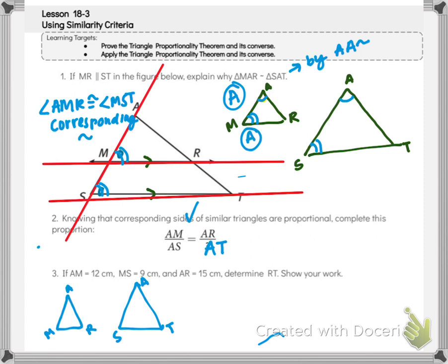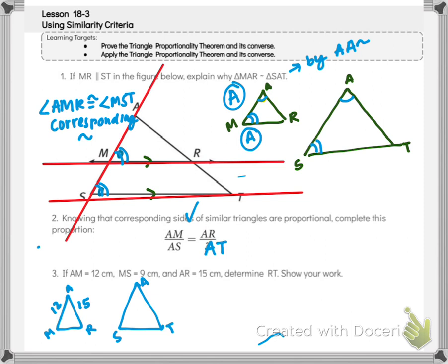This one's MAR. This one is SAT. And it says MA or AM is 12. So let's pop that 12 right there. It says MS is 9. I don't have MS in my pictures, but we will add it to this one in a second. Then it says AR is 15. So we're going to put 15 here. And then it says determine the length of RT.